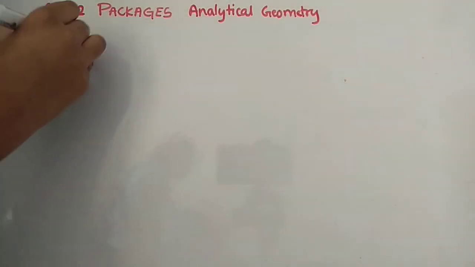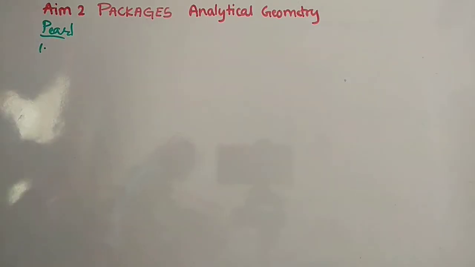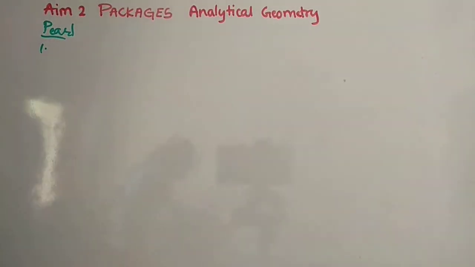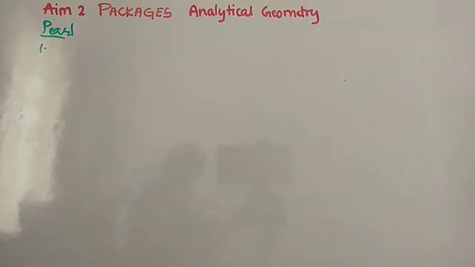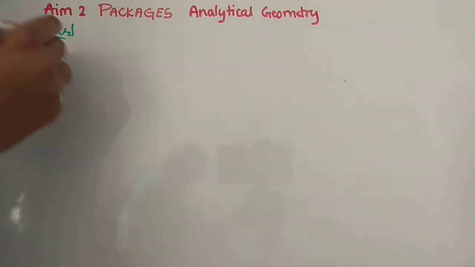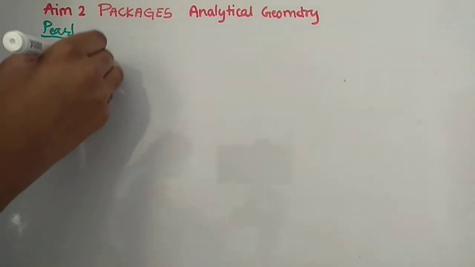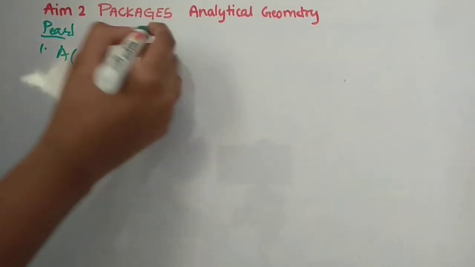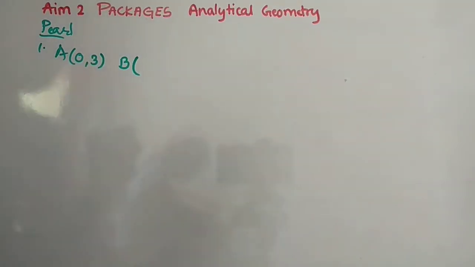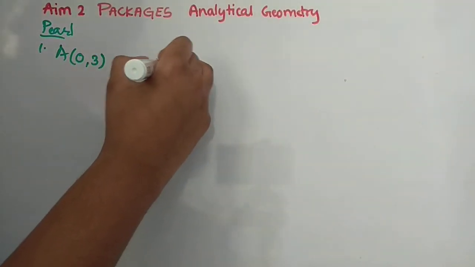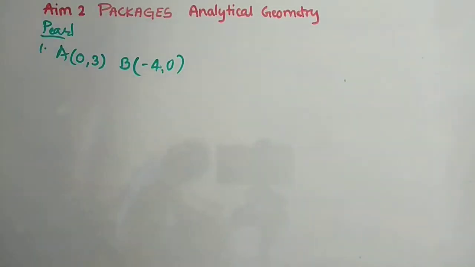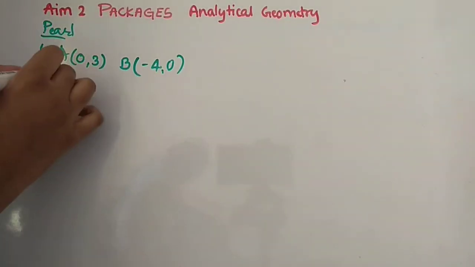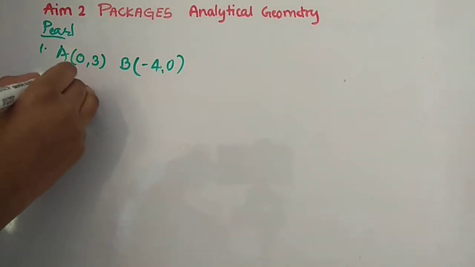So first question we will see. The question is: the distance between points (0,3) and (-4,0). So this is the points. First we will write the points. A is (0,3) and B is (-4,0). So what we have to do? Find the distance between them. So we have to find AB bar.